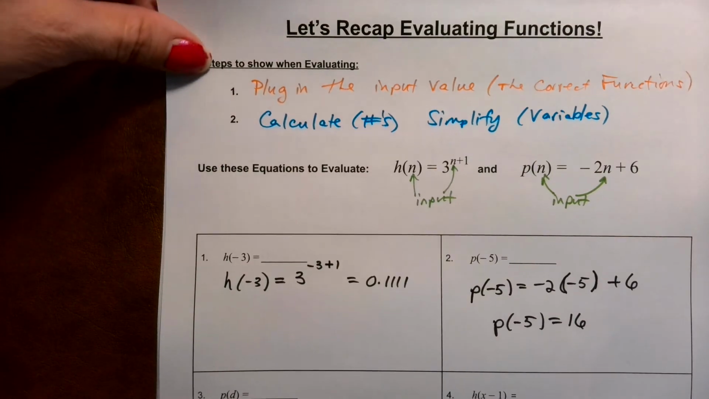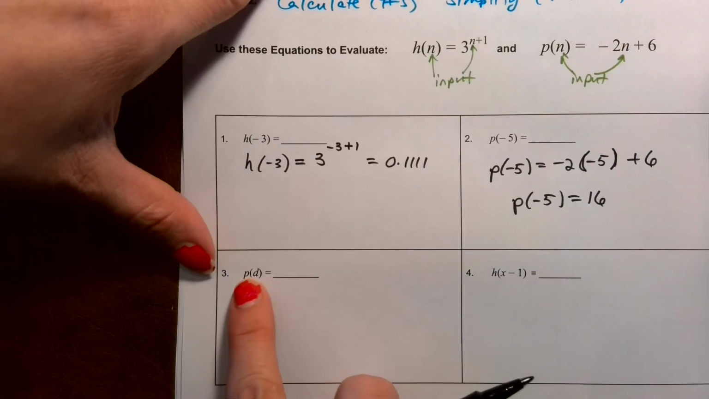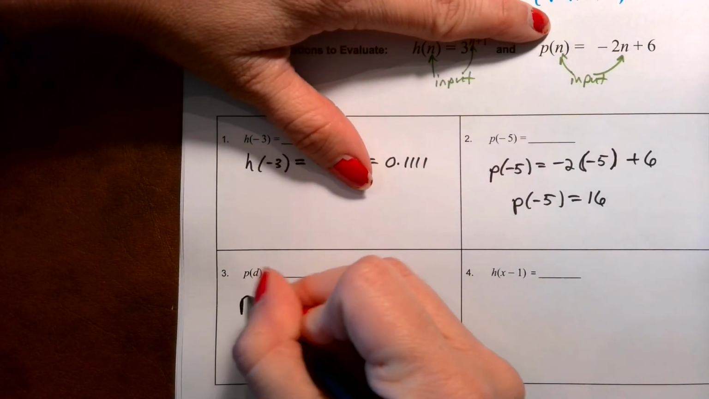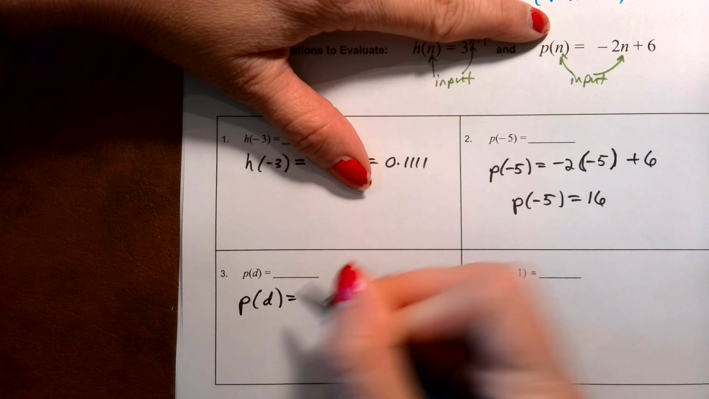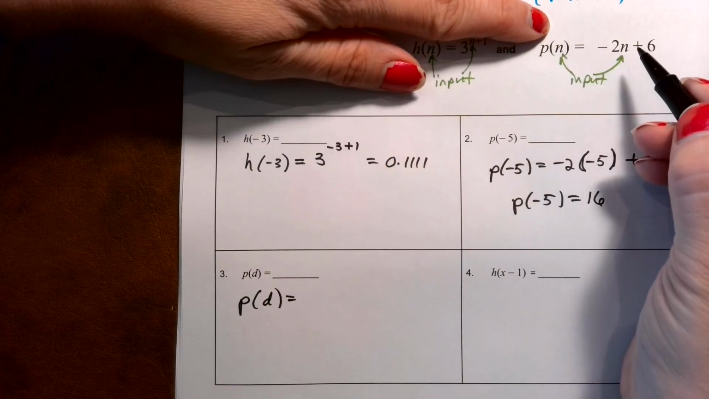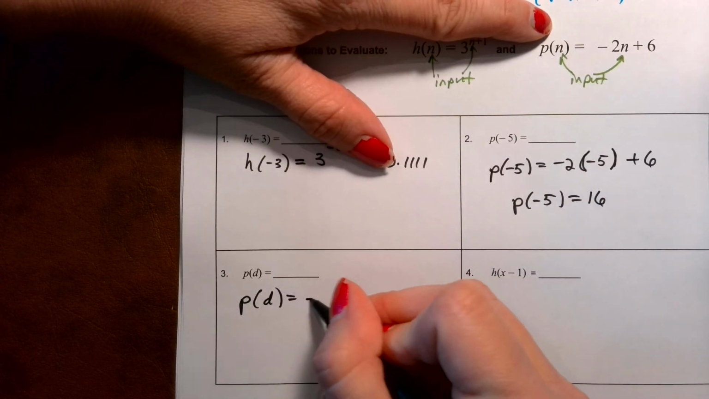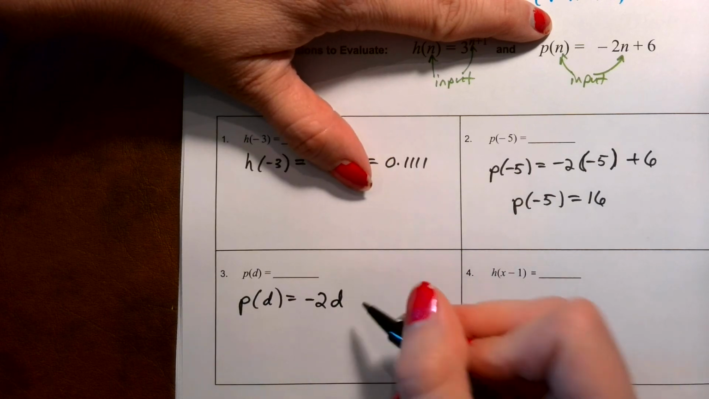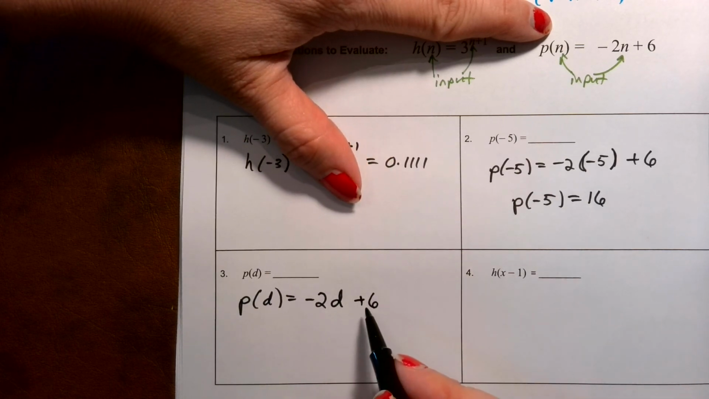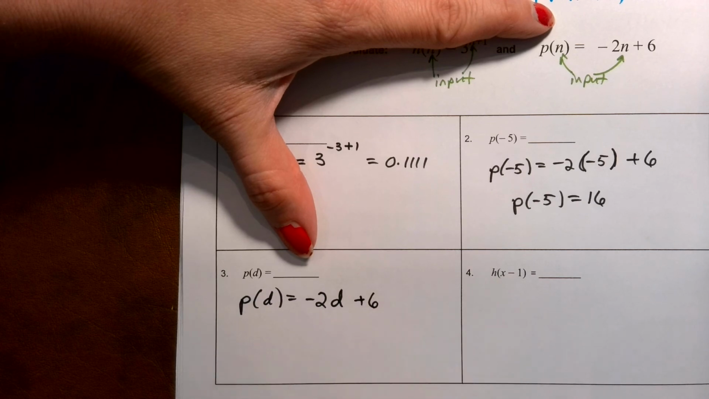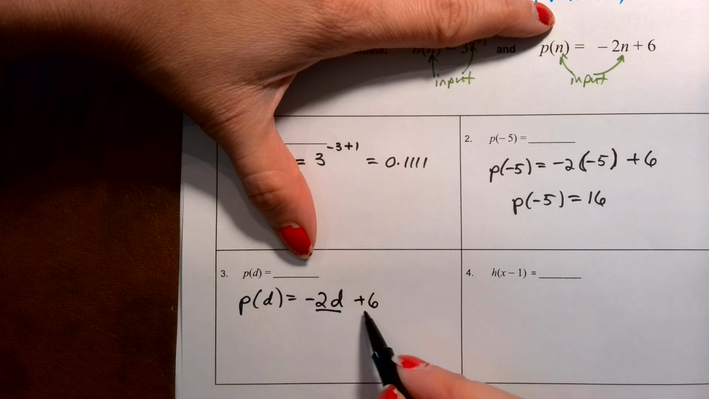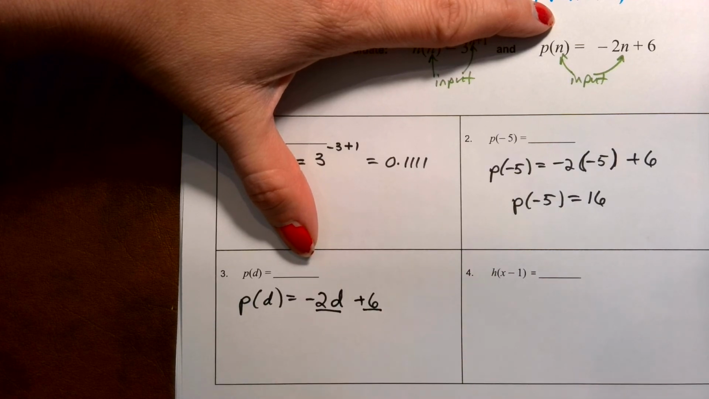Let's take a look at number 3. Now they want us to input a variable, and that can be done. So we're going to take a look at the p function, and they want us to input a d. So into the n spot, which is the input spot, I'm going to put the letter d, negative 2 times d. When you have letters and numbers, you can just write them next to each other. That means multiply, plus 6. People ask me sometimes, what do I do with this? Nothing. You can't calculate with letters. You can't add terms that have variables with numbers. So you leave it just like that.